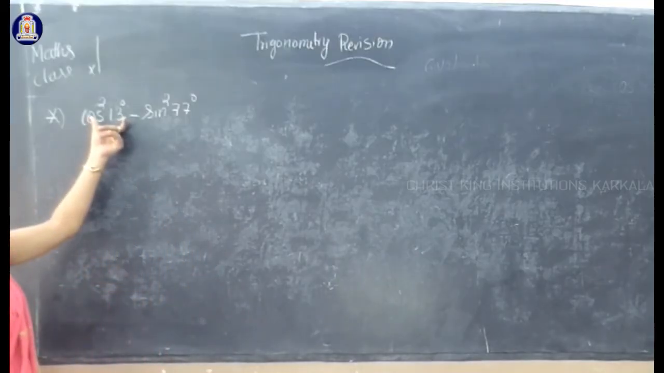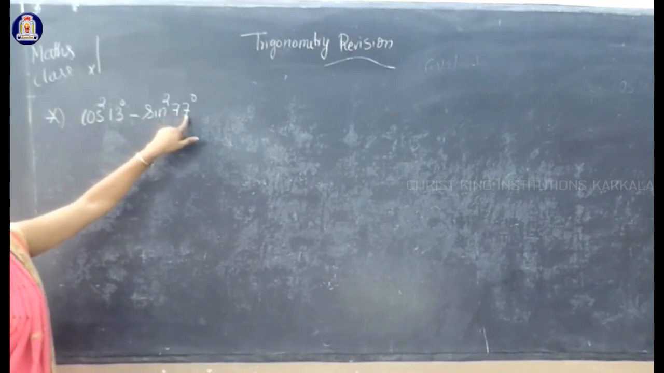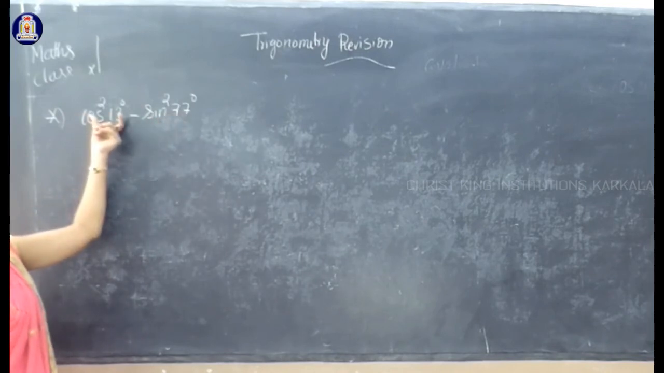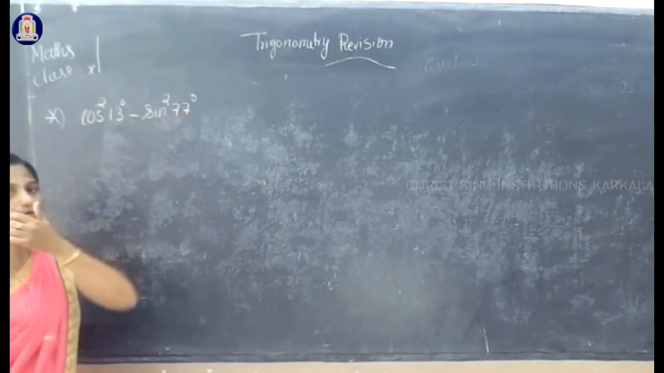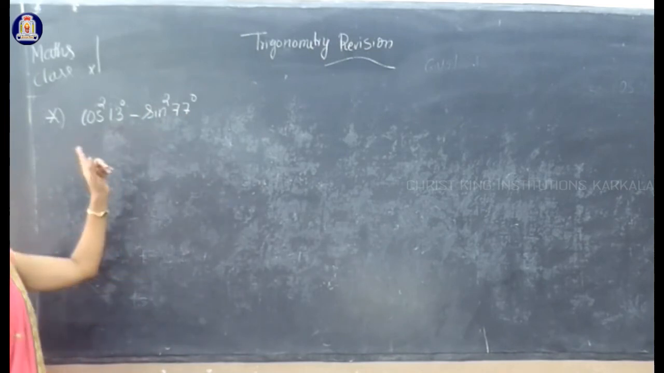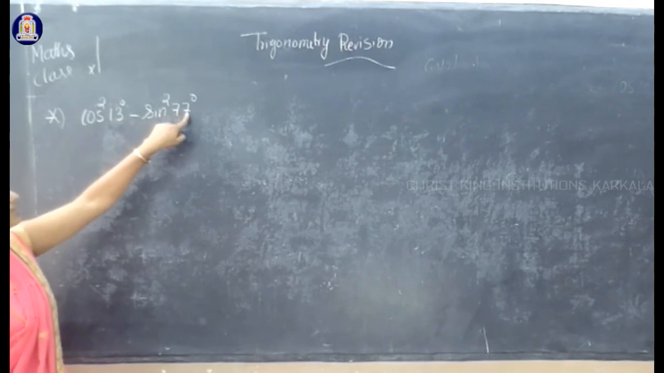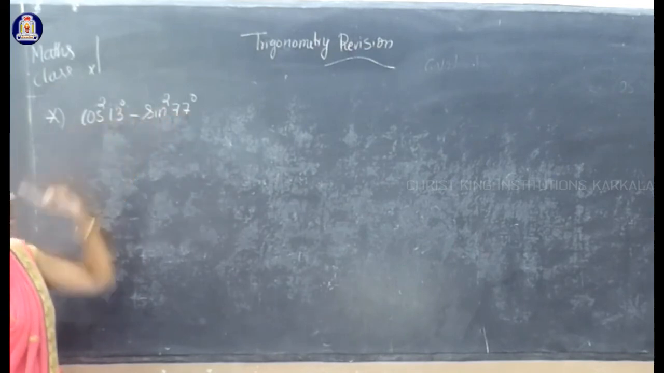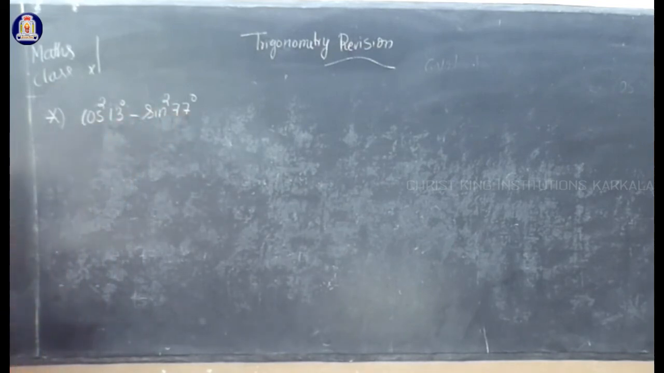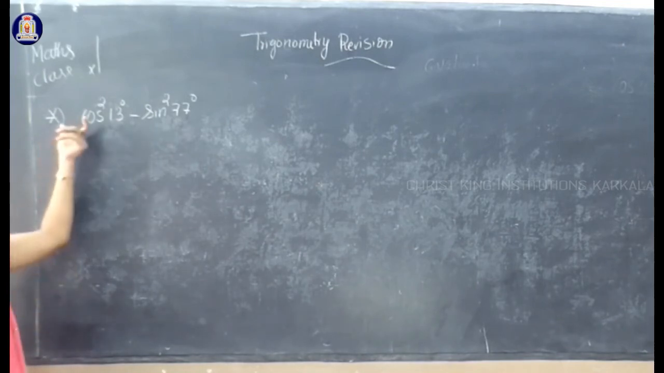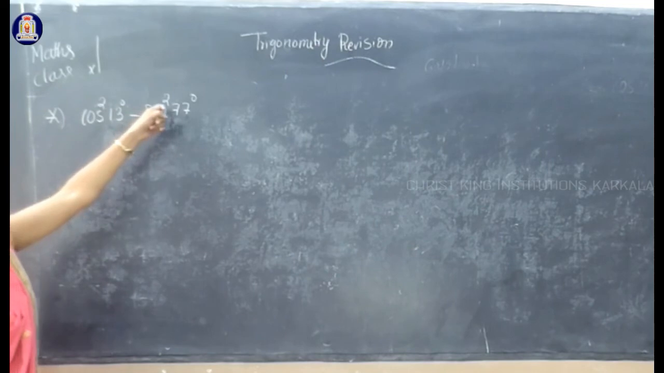Cos square 13 degrees minus sin square 77 degrees. 13 not from your table. 77 also not from the table. Now check whether complementary angles. 13 plus 77 is equal to 90 degrees, right? So complementary angles. But we have the complementary formula for cos, but here it is cos square and sin square.